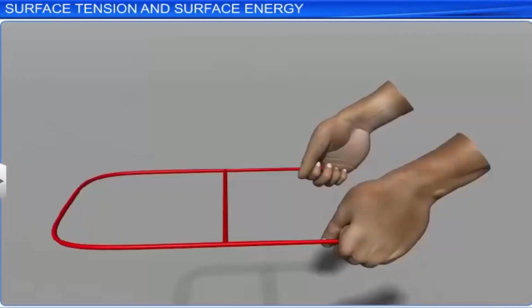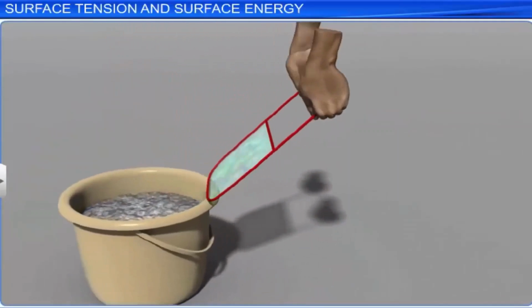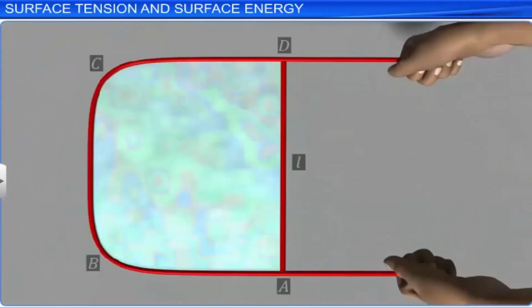The closed loop is dipped in a soap solution and taken out to form a thin soap film. Even though the film appears to be thin, it consists of several molecular layers, and hence it has two surfaces enclosing the soap solution between them. Both the film surfaces are in contact with the wire and hence experience force due to surface tension to reduce their area by pulling the wire, AD, parallel to the surfaces.